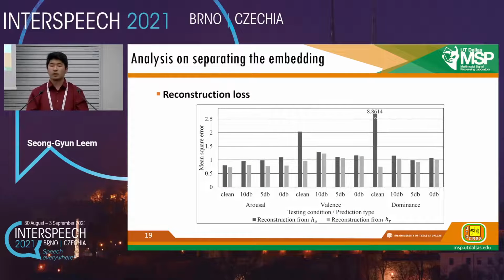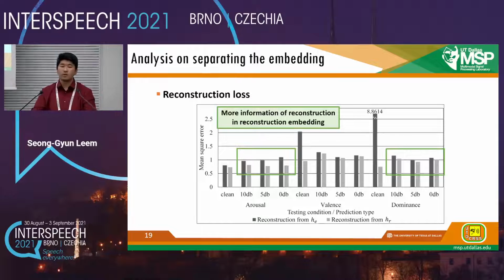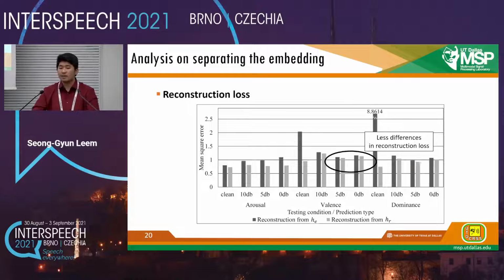So here's the result. This graph shows the mean square error of using the emotion embedding and the reconstruction embedding. The black bar shows the loss of using the emotion embedding, and the gray bar shows the loss of using the reconstruction embedding. You can see that in the arousal and dominance models, the loss of using the emotion embedding is higher than the loss of using the reconstruction embedding. So we can say that there is more reconstruction information in the reconstruction embedding compared with the emotion embedding. But when you look at the valence prediction model, the difference is not as clear compared with the other conditions.